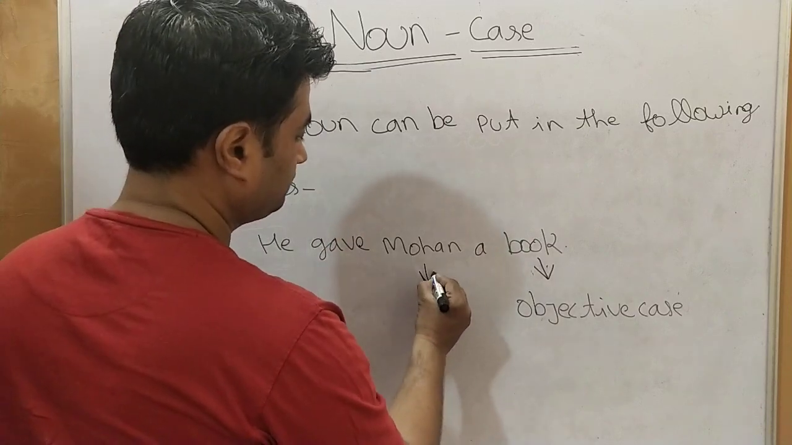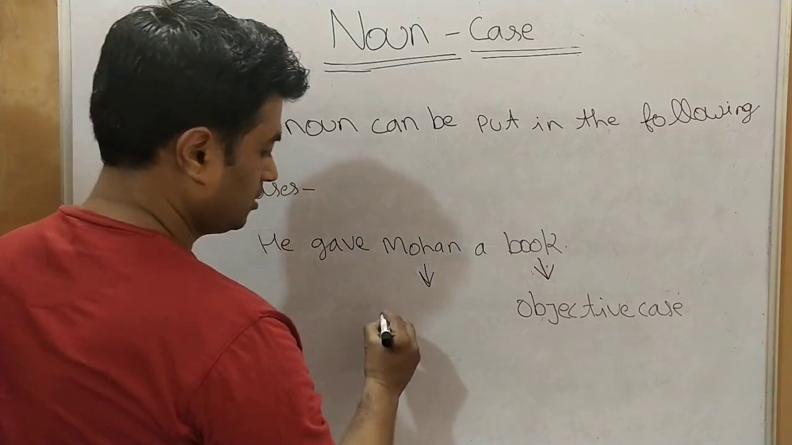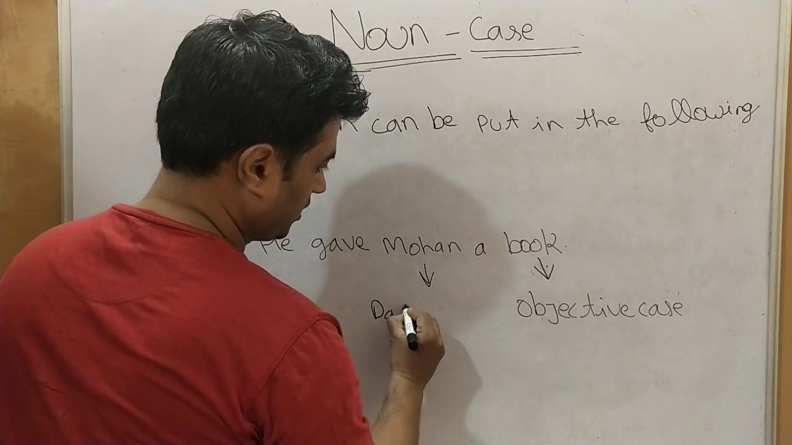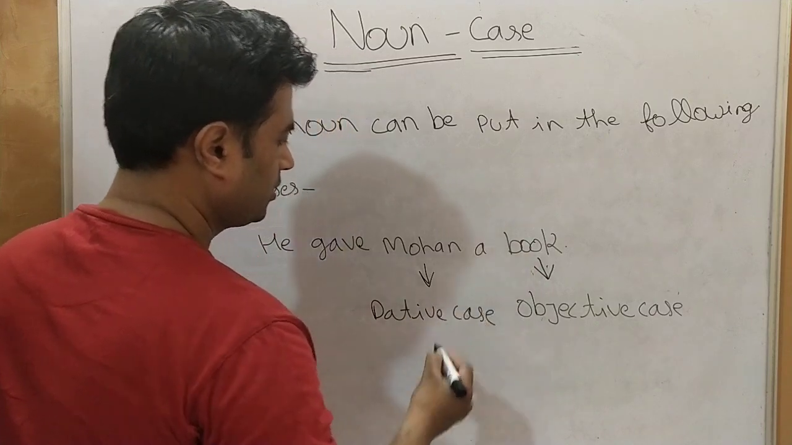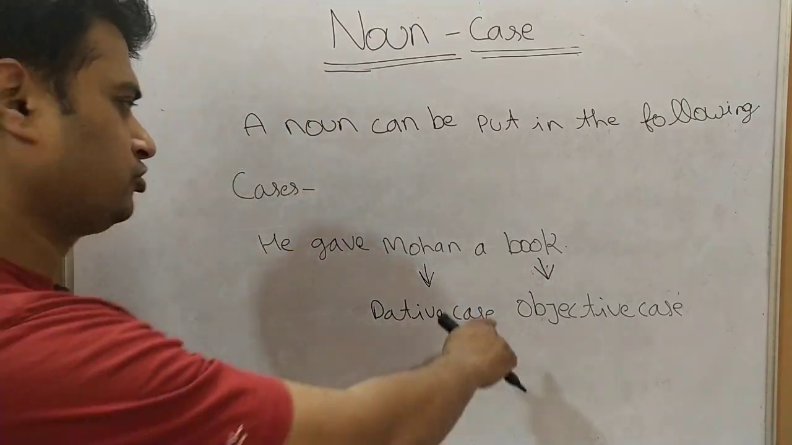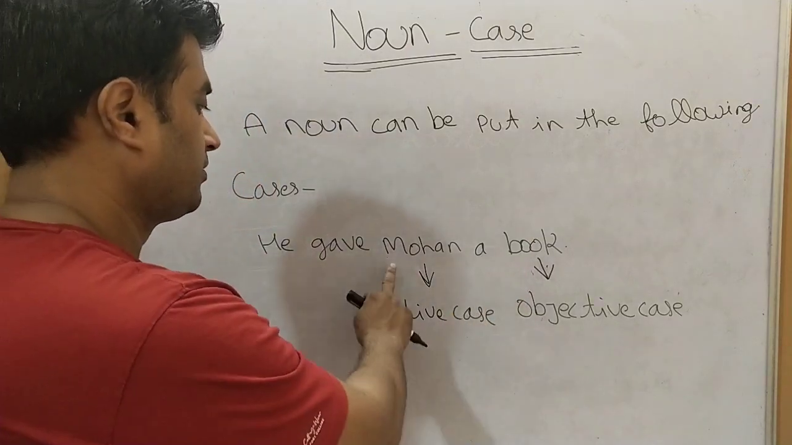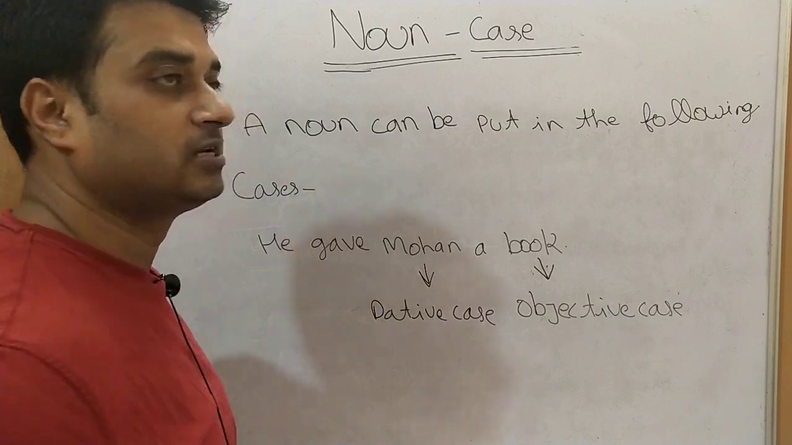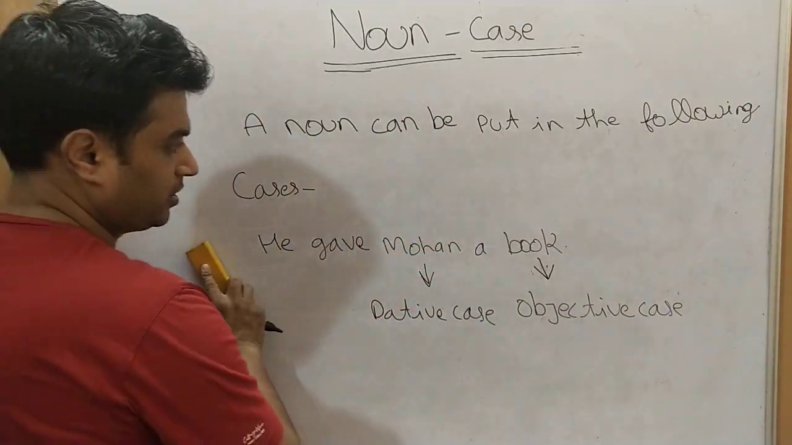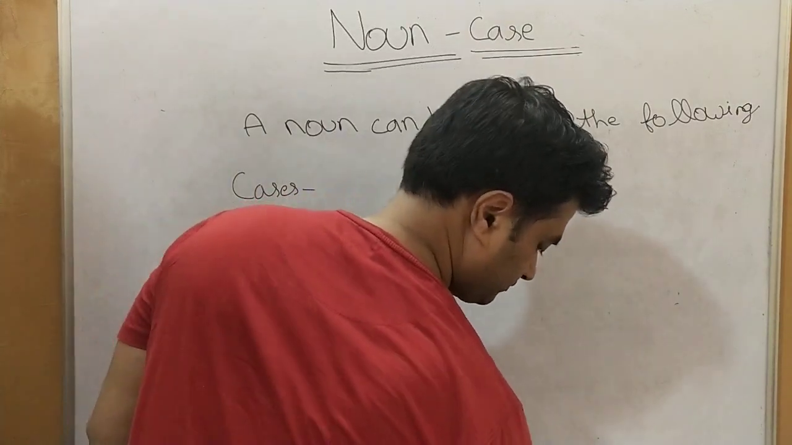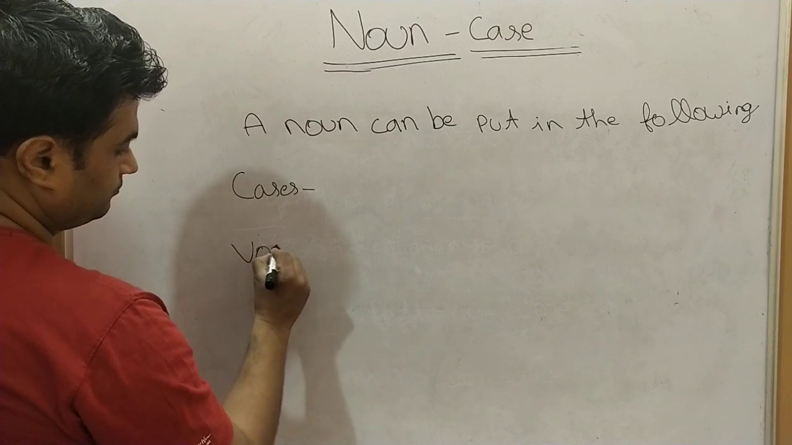And Mohan, since it is an indirect object, so it will be put in the dative case. Okay. It is very simple. The direct object is always in the objective or accusative case. The indirect object is always in the dative case. And now the fourth one is vocative case.